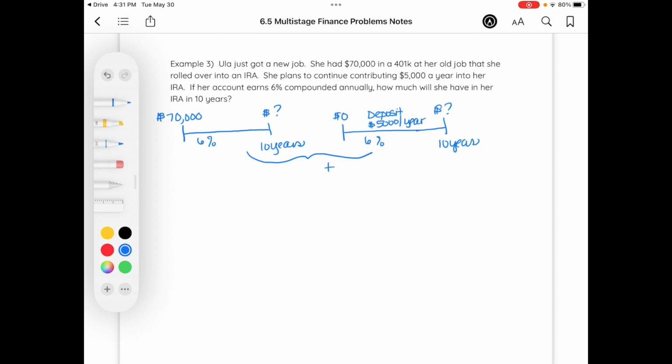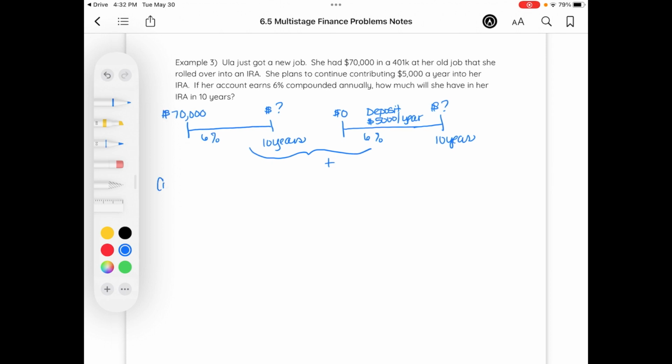Because I'm only going to be getting a savings annuity payment that I'm placing in there with the right-hand side. The $70,000 is just rolled over, and it's just going to continue earning that 6%. So I'm going to start with the left-hand side. It's just the compound interest for our first part.